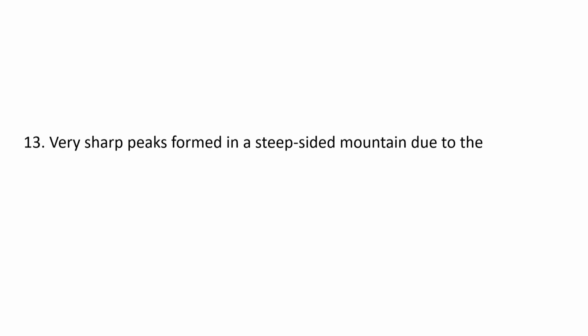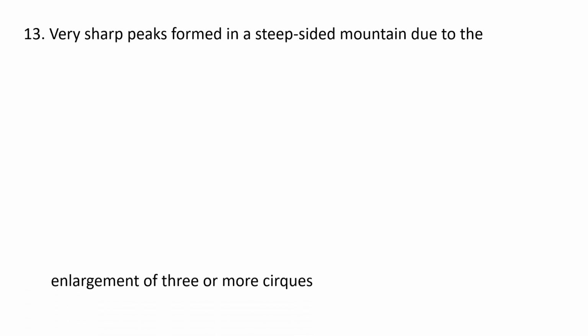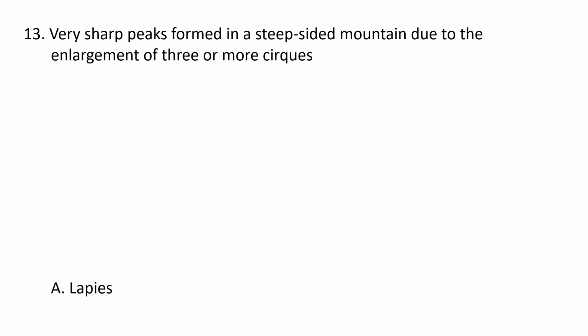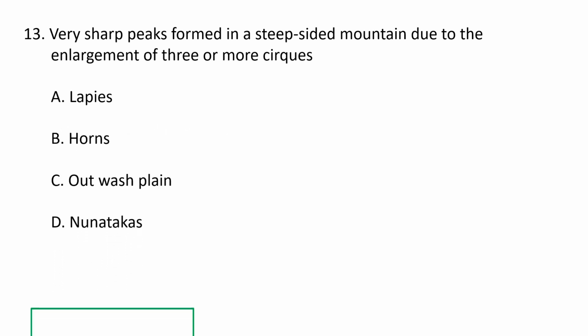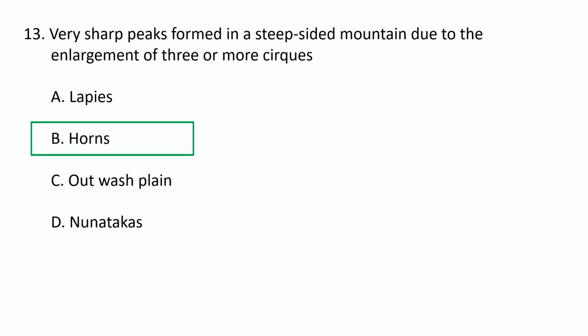Kame terrace is the answer. Next question. Very sharp peaks formed in a steep sided mountain due to the enlargement of three or more cirques: A. Lapis, B. Horns, C. Outwash plain, and D. Nunataks. So the correct option is B, horns. Horns are the pointed peaks that are bounded on at least three sides by glaciers, and they typically have flat faces that give them a somewhat pyramidal shape, and these have sharp, very pointed or distinct edges. So B, horns, is the correct answer.